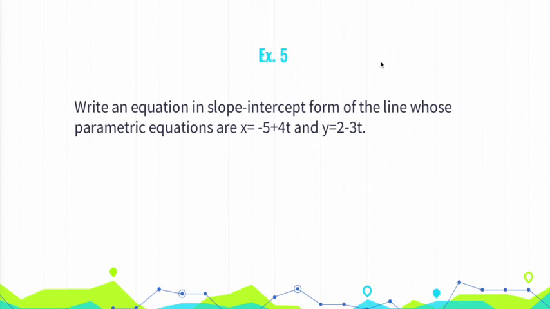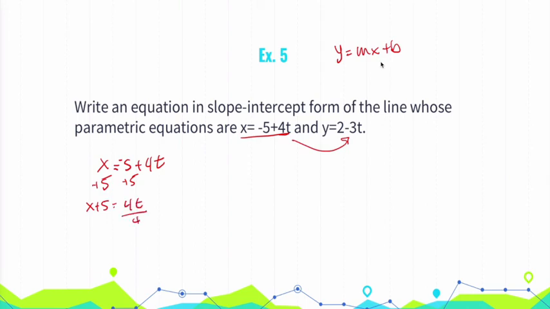Write an equation in slope-intercept form of the line whose parametric equations are x equals negative 5 plus 4t and y equals 2 minus 3t. So in slope-intercept form, we want y equals mx plus b. We're going to take this first equation and solve it for t, and then plug that in here. If x equals negative 5 plus 4t, we add 5 to both sides. x plus 5 equals 4t, and we divide by 4. So t equals x over 4 plus 5/4.